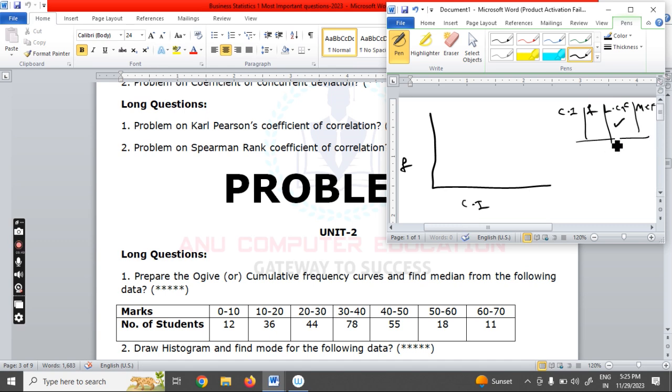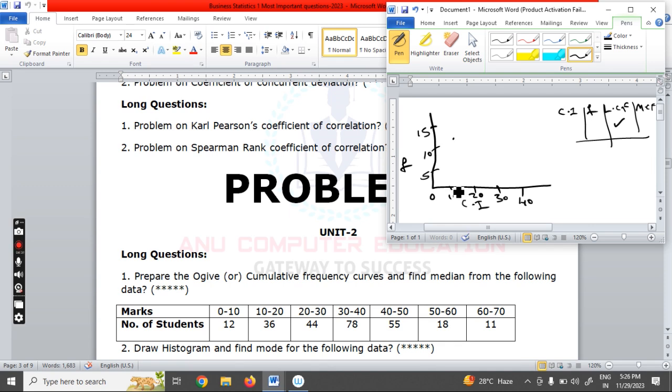Once you calculate the less than cumulative frequency, you have to plot these values on the graph. And once you calculate the more than cumulative frequency, these values also you have to plot on the graph. The very important point is, when we are calculating the less than cumulative frequency, we have to consider the upper limit. Suppose 0, 10, 20, 30, 40, like that. The first value we have to start from is the upper limit, 10. In 0 to 10, 10 is the upper limit and 0 is the lower limit.